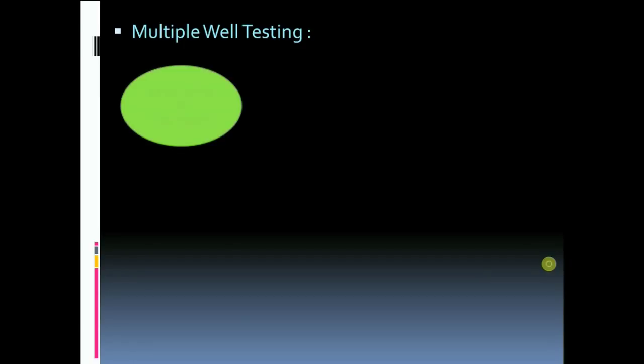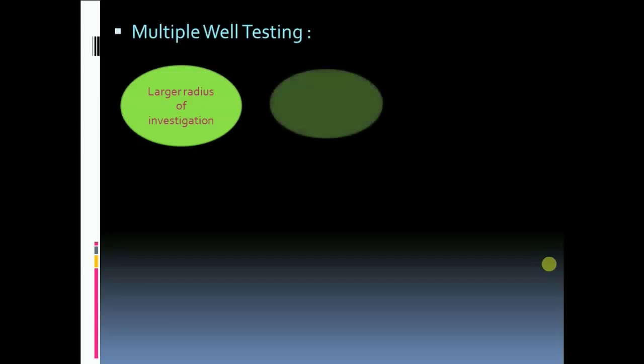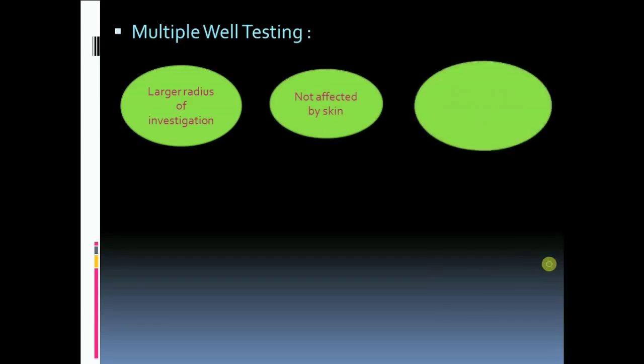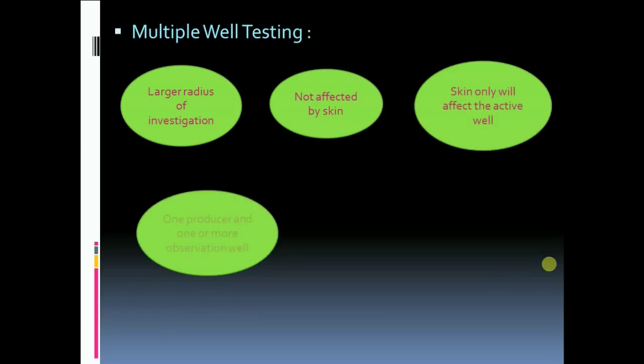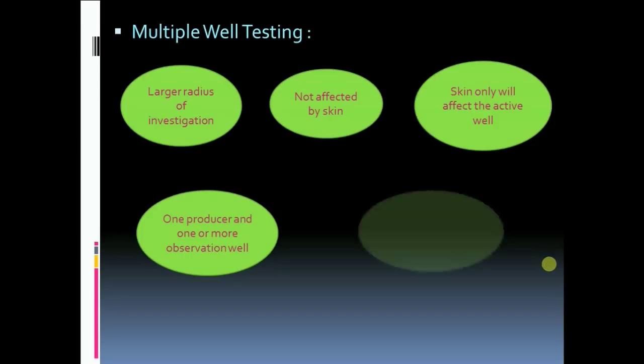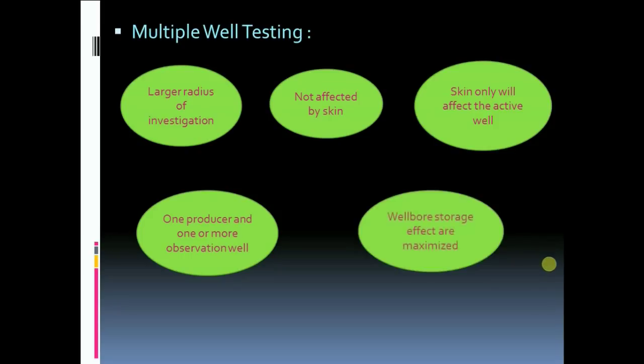Multiple well testing involves a larger radius of investigation. It is not affected by skin. Also, skin will affect the active well. There is one producer and one or more observation wells. Finally, wellbore storage effects are maximized.